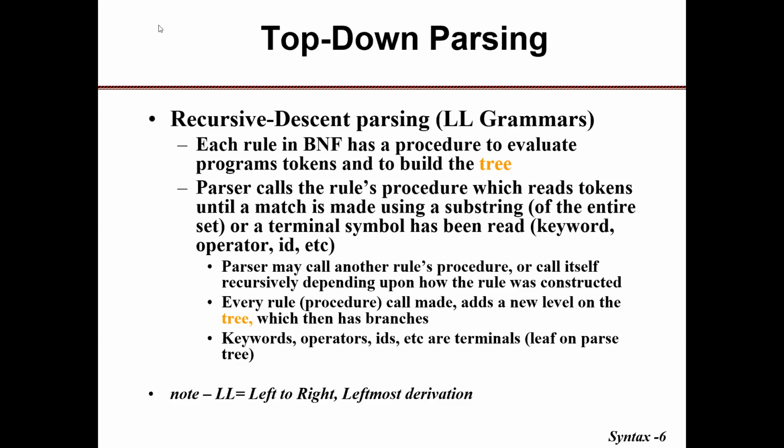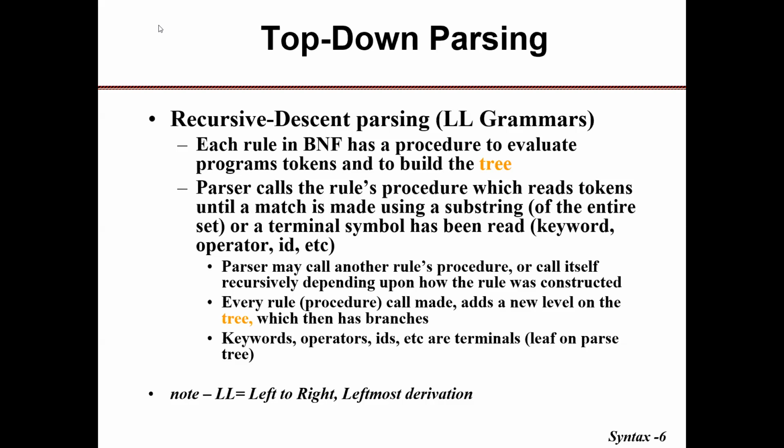So what we'll do is the parser will then call the rules procedure, which is then going to read the tokens until it can make a match. And it's going to make a match just like we were doing with the bottom-up approach, using a substring, as large a substring as we can, that we can recognize and classify those tokens as. The tokens will be the same type of thing we were looking at before. They could be terminal symbols, keywords, reserved words, operators, IDs, same type of thing that we were looking at with the bottom-up approach.